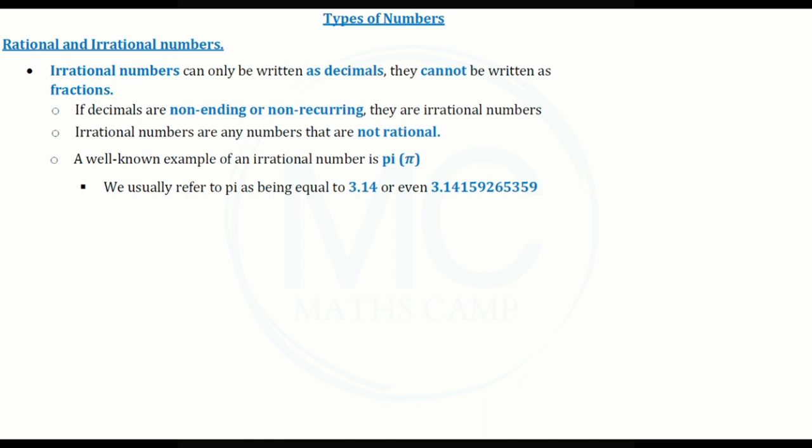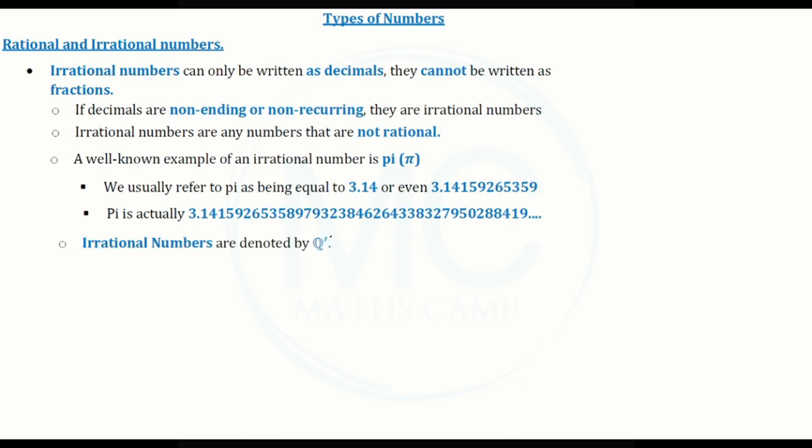or even 3,141592653559. But if we look deeper, we will see that pi is actually 3,141592653589. I'm not even going to try and read out this entire number because this goes on for somewhere around 5 trillion digits. Irrational numbers are denoted as Q with a little line at the top over here. It looks like an apostrophe. We will look at this in more detail in our upcoming videos.